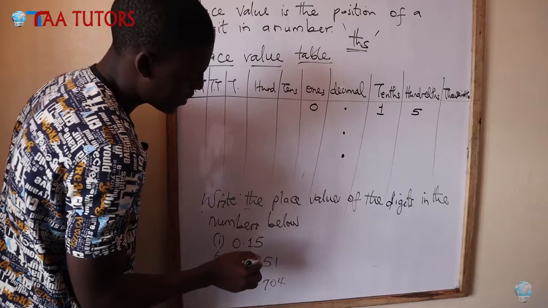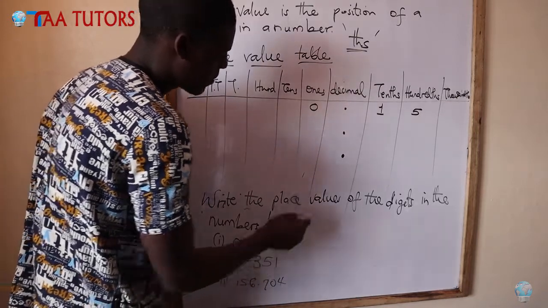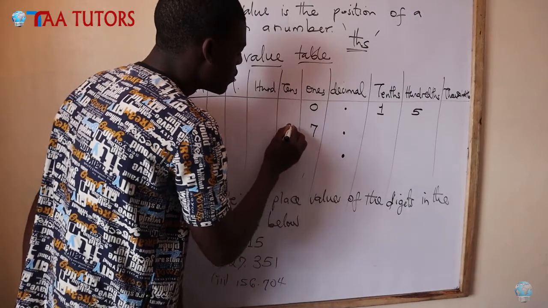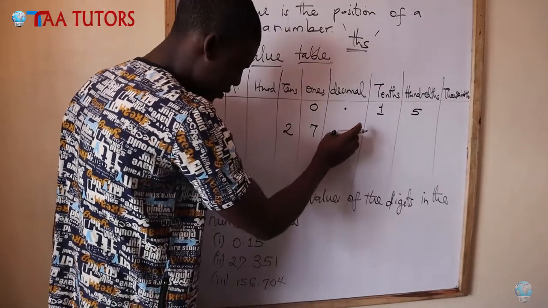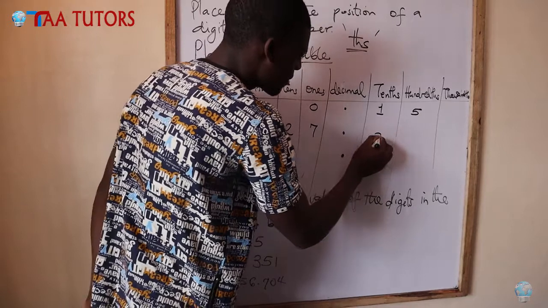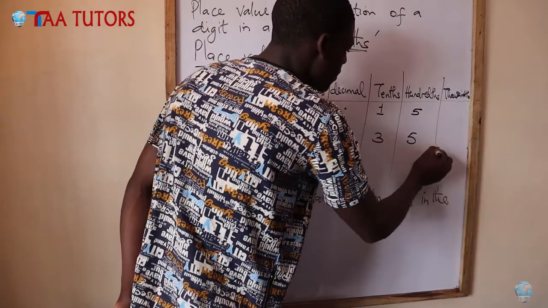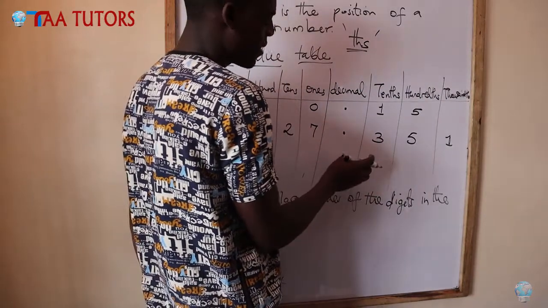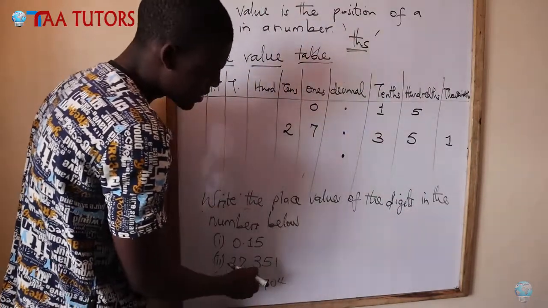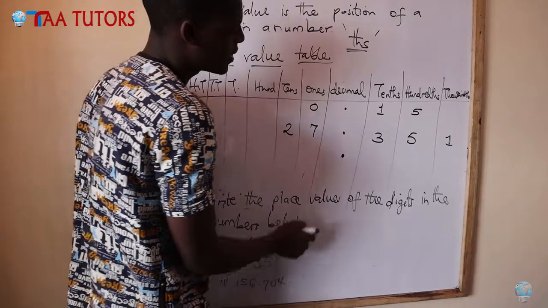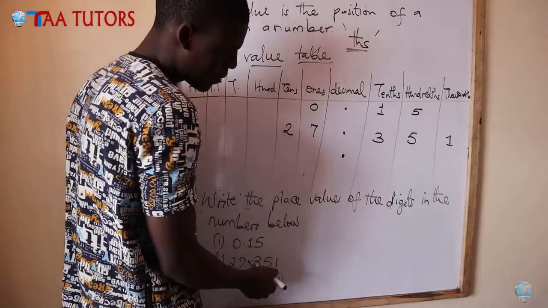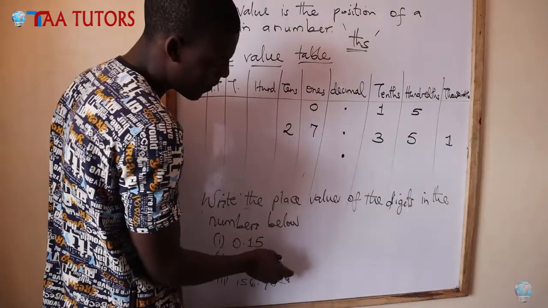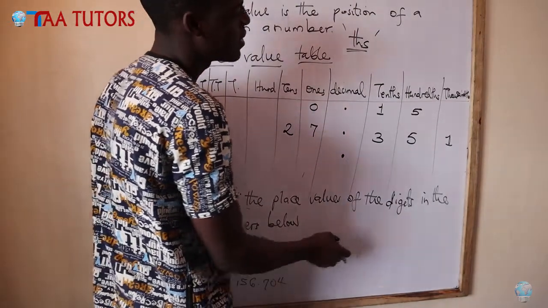27.351. From the decimal point to the left, we have 7, then 2. Then from the decimal point to the right, we have 3, 5, 1. So we can see that the place value of digit 3 in the number is tenths. The place value of digit 5 is hundredths. Then the place value of 1 in the number is thousandths.